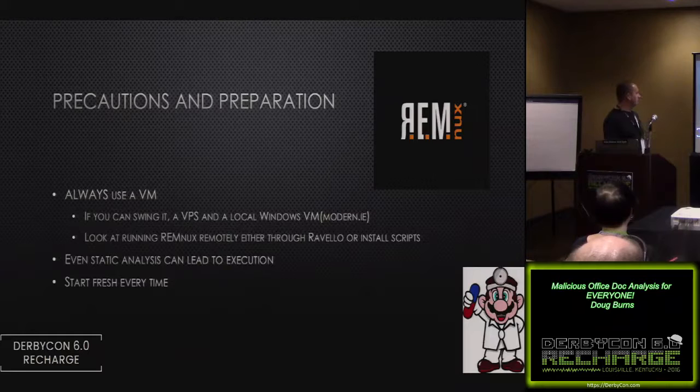So if you go to the Remnux website, they've got a Revelo script, which basically pushes it out to like AWS or Azure or something like that. Or you can just do a regular Linux install, and they have install scripts where you just run it from the fresh install and it installs all the tools on it.